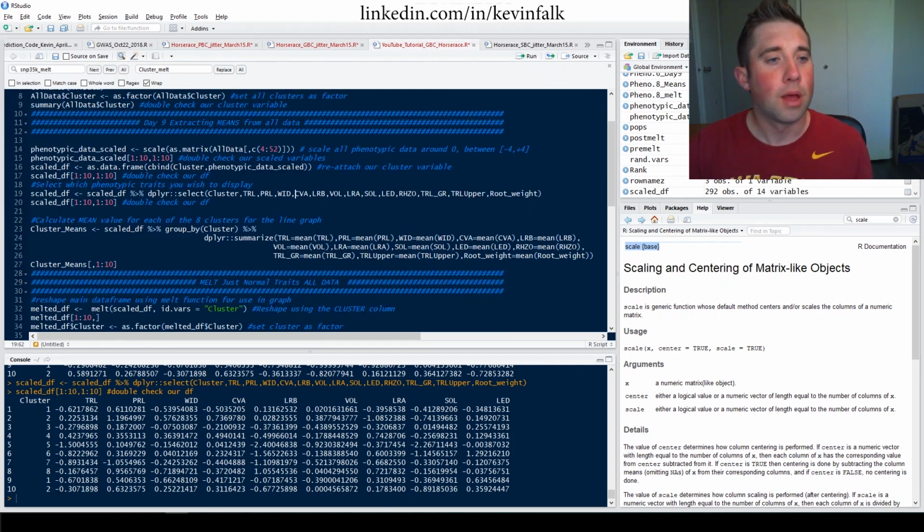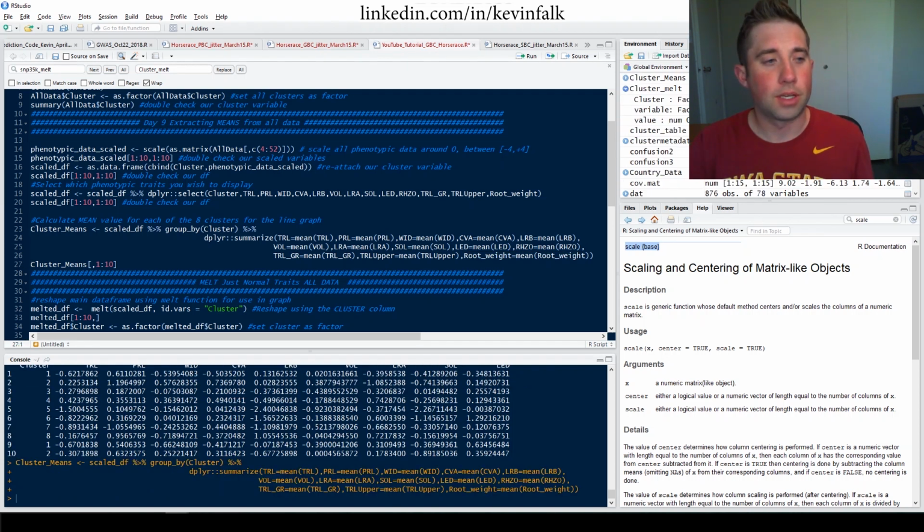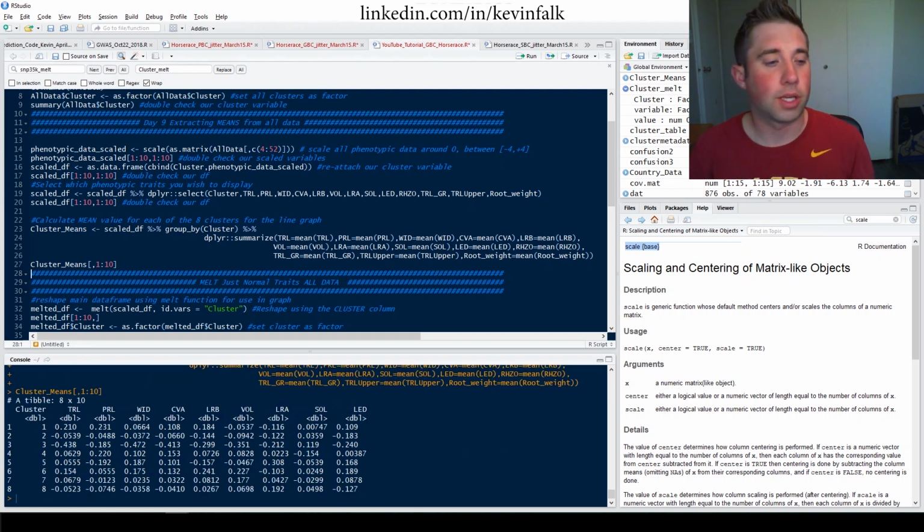Using the scale data frame, I want to first group by the cluster. So use the group by function within dplyr, and then I want to pipe it and summarize each trait and get the mean for each trait. So the mean for total root length, the mean for primary root length, the mean for root weight, all in that order. And then I can create this new data frame called cluster means. So there you have it. dplyr creates a tibble, and we have 8 clusters. We have the means for each one of those 8 clusters for each individual phenotypic trait.